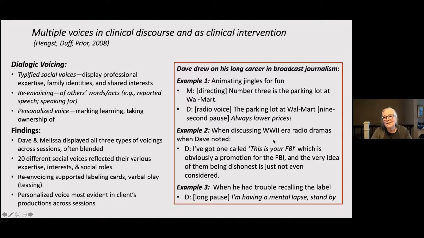And then when discussing World War II era radio dramas, he again noted one about the FBI, and then using his announcer voice said, "This is your FBI." On another occasion, which was really interesting to us, when he was having trouble recalling a label, he would have a long pause, and then to account for that, he would slip into that sort of technical difficulties announcement we used to hear on the TV and the radio. "I'm having a mental lapse, stand by," he'd say.